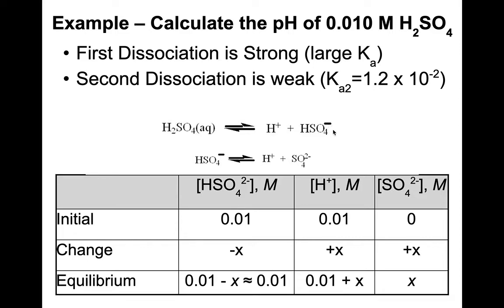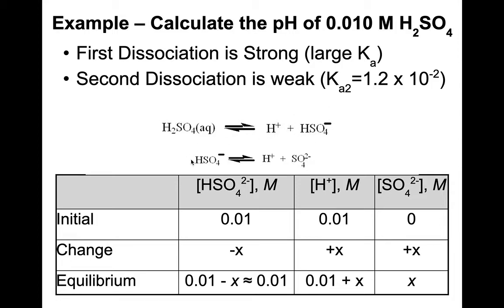I've included here the two steps for the dissociation. So you can see in the first step, we dissociate one hydrogen and are left with HSO4. In the second step, we'll dissociate that second hydrogen to be left with SO4. So it's this second equation that we're making an ICE table for. We know about how this one's going to go, right? We put in 0.01 moles of this. It has a large K, so it completely dissociates. We get 0.01 moles here, 0.01 moles here.